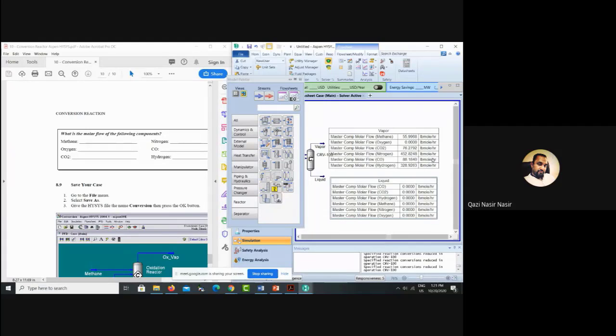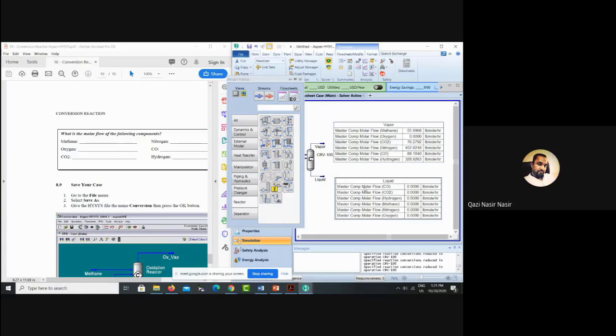Doesn't matter, that is pound mole per hour. What is important is that since we only have gas phase reactions, we will not get any liquid in the reactor. That is why it is 0, 0, 0, 0. Since we have only a gas phase reaction and we are expecting only gases to be formed, hydrogen is formed in the gas phase.